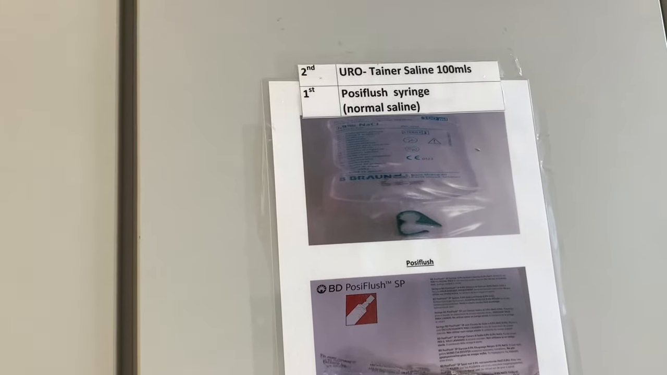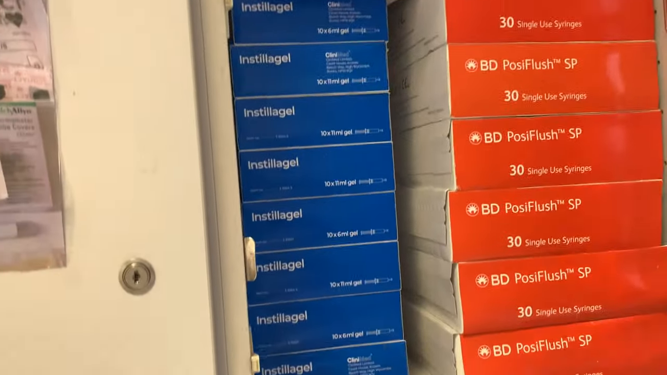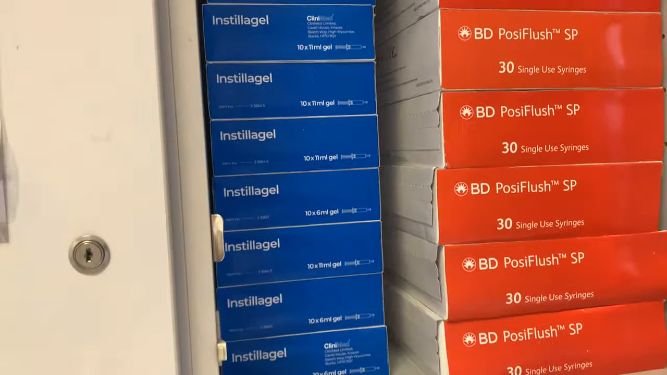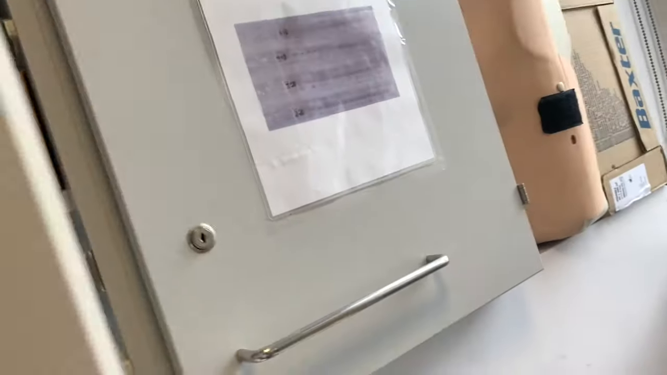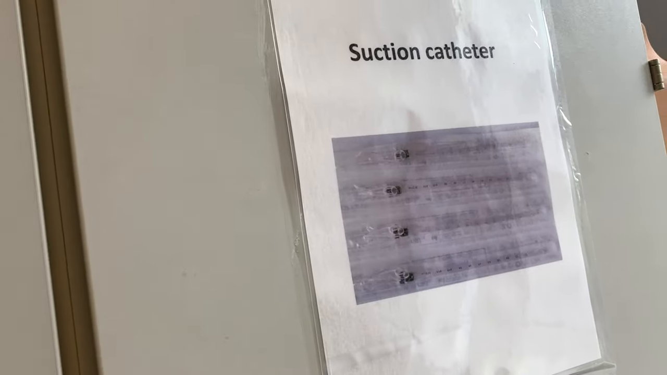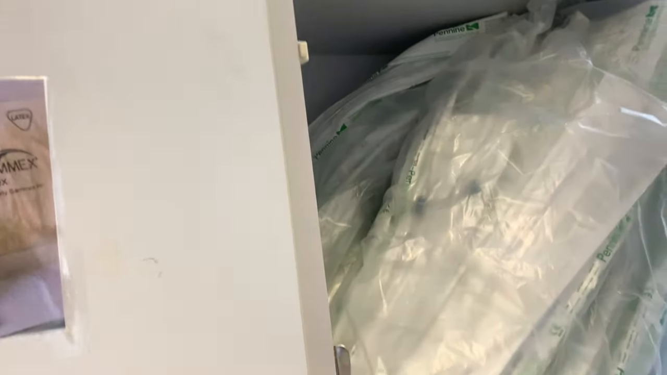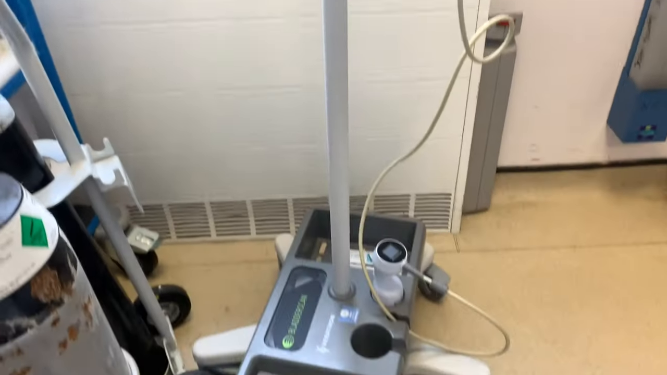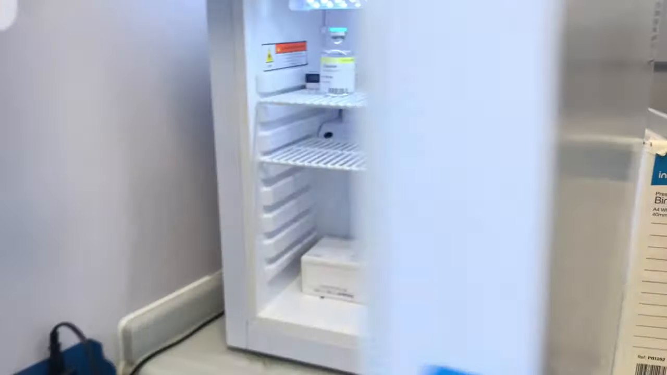You've also got pre-filled flush syringes, the urethral saline in here, the suction filter, and then the suction catheter is here. It's in a big bag, but basically the pictures are self-explanatory. Then you've got the oxygen tanks here. This is the bladder scanner here. You've got the fridge here. It's cold in there.